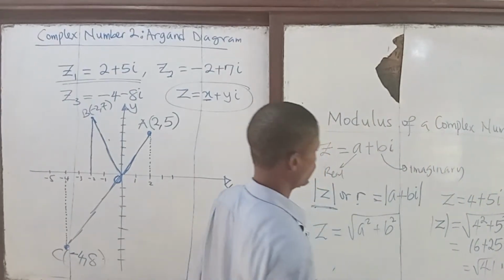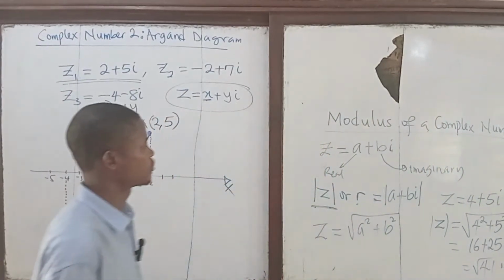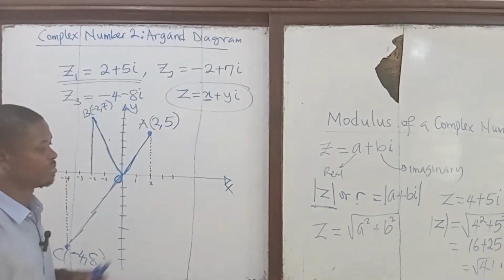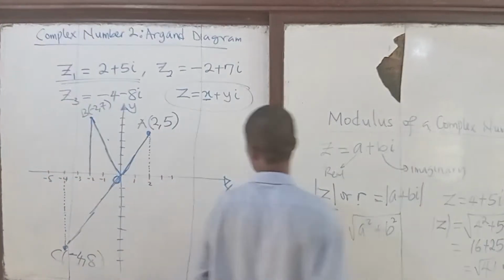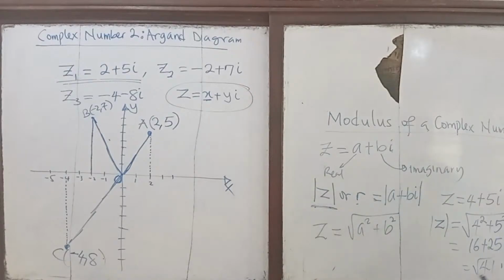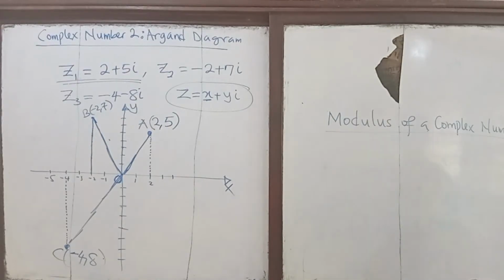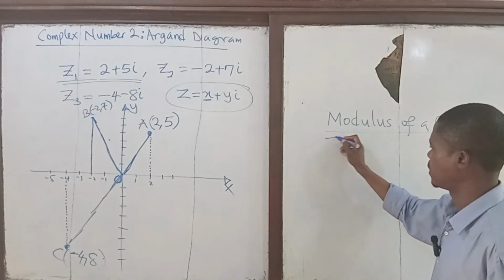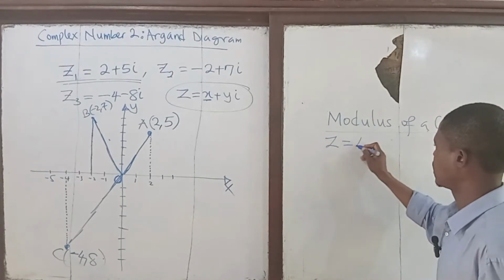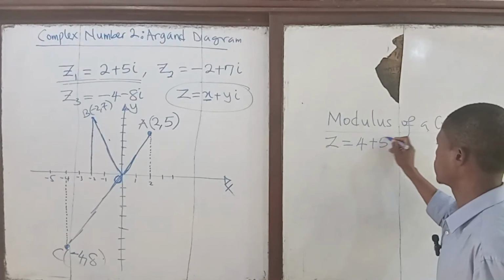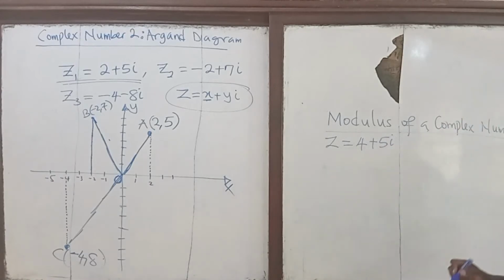At the same time, you can also make a sketch. You can use your Argand diagram to sketch the complex number, and from there use the Pythagoras theorem to get the modulus. So let's look at that. Let's imagine you want to find the modulus of this 4 plus 5i. I want to use Pythagoras theorem.